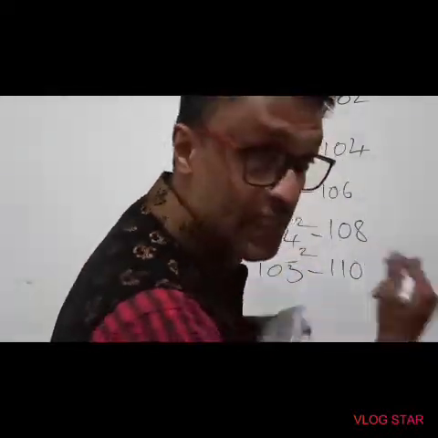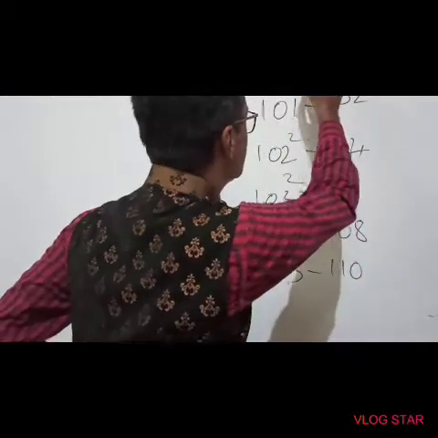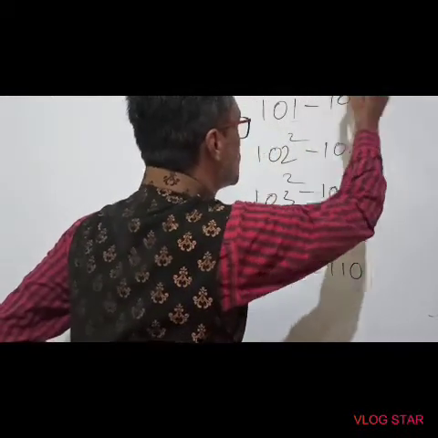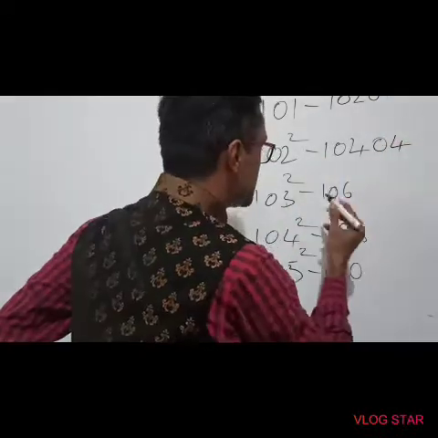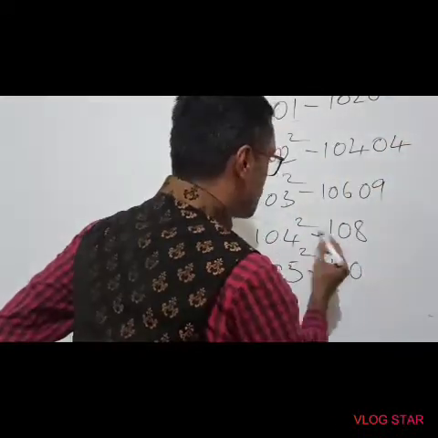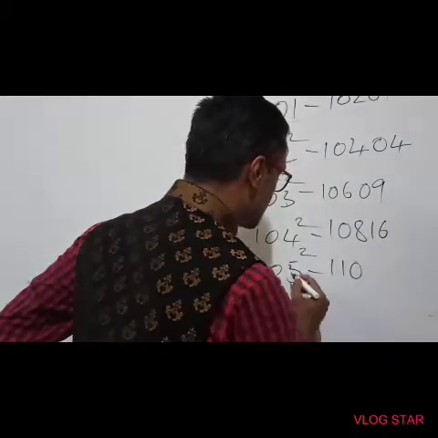What to do in the next step? 1 square. Difference is 1. So square this number. 1 square is 1, so 0, 1. 2 square is 4, so 0, 4. 3 square is 9, so 0, 9. 4 square is 16. Put it as it is. 5 square is 25.